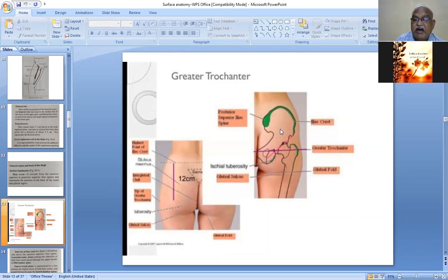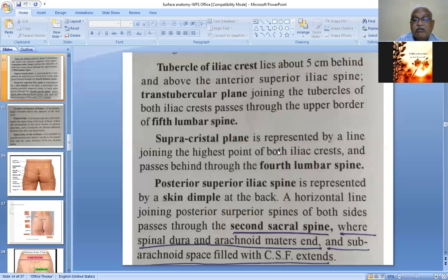A raised part on the back of the thigh is caused by the gluteus maximus. Now, the tubercle of the iliac crest lies about 5 centimeters behind and above the anterior superior iliac spine. The transtubercular plane joining the tubercles of both iliac crests passes through the upper border of the fifth lumbar vertebra.